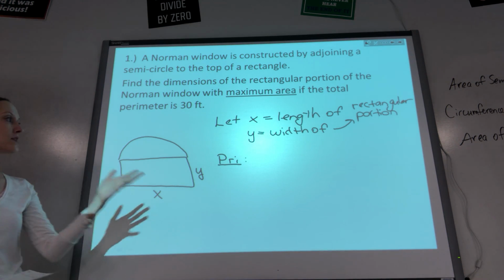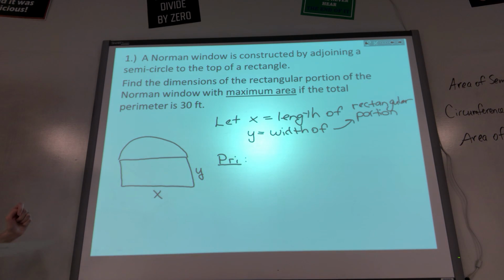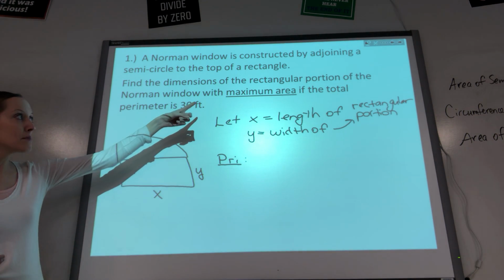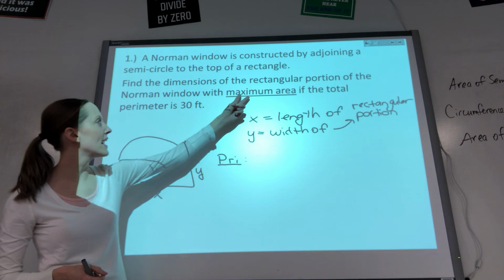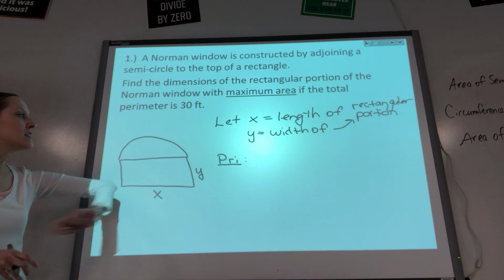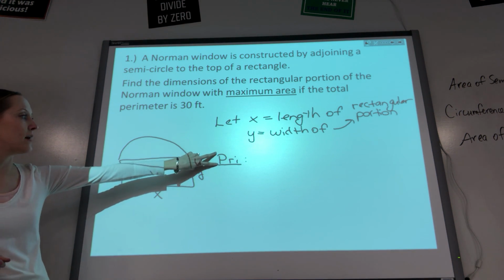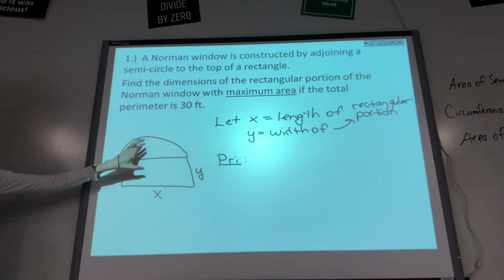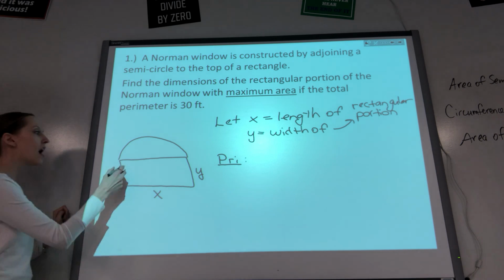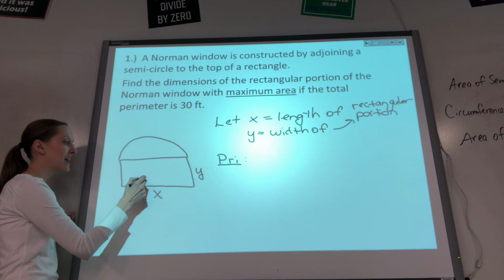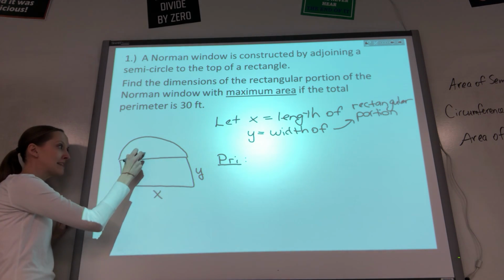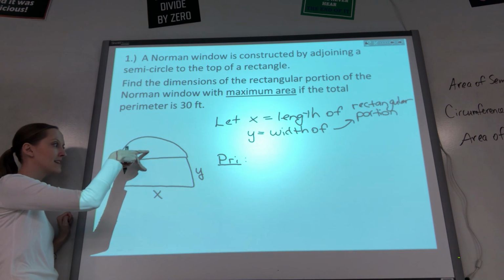We wrote down 3 or 4 steps on Friday. It's the same deal. The primary equation has to do with the part that's being maximized or minimized. In this case, it's being maximized. So the primary equation needs to represent the area of this figure. Now, we're not just talking about the area of the rectangle. We need the area of the rectangle plus the area of the semicircle.